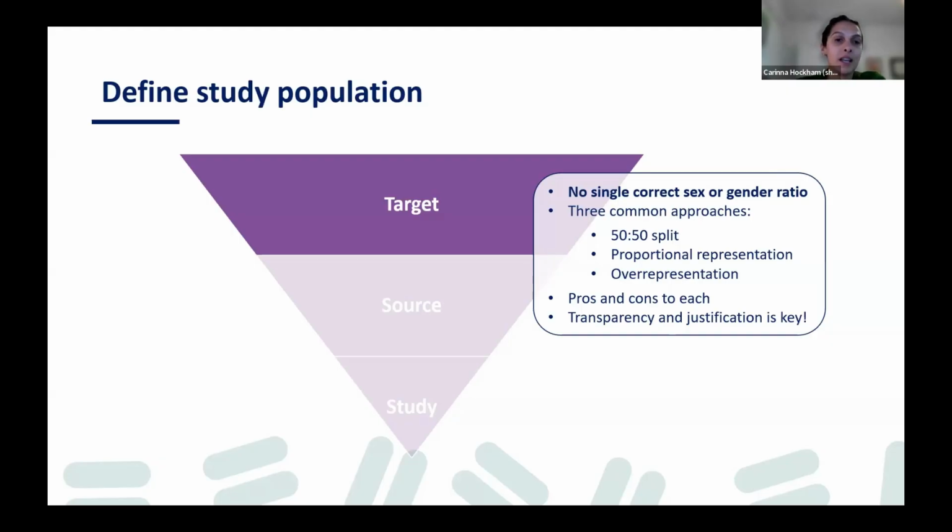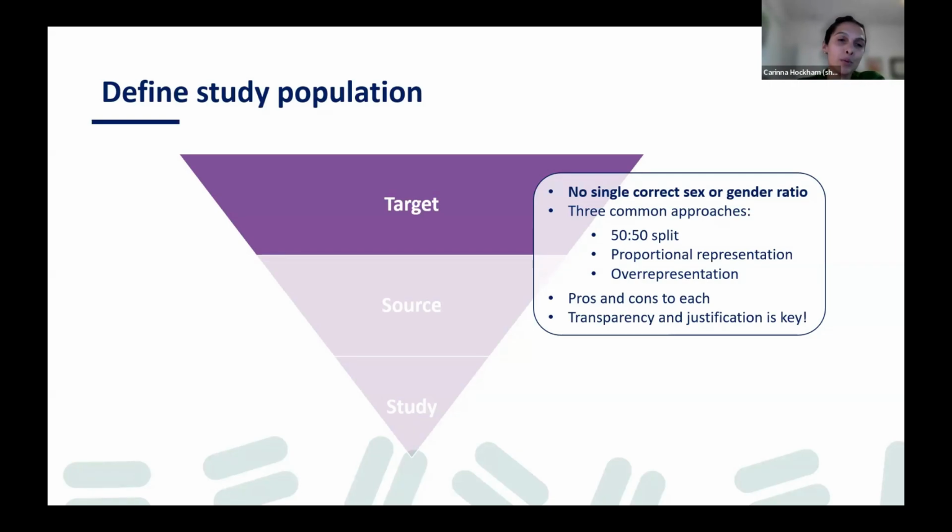So one option is a 50-50 split, recruiting an equal number of women and men. This can be useful when you don't know the underlying sex or gender distribution of the target population, but it has the very obvious limitation of ignoring gender diversity entirely.